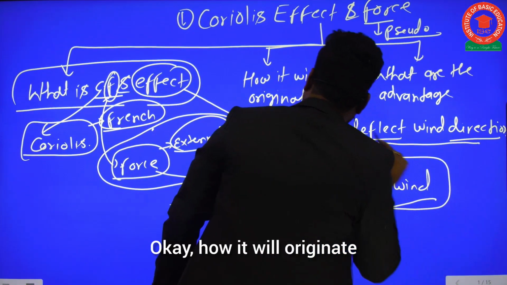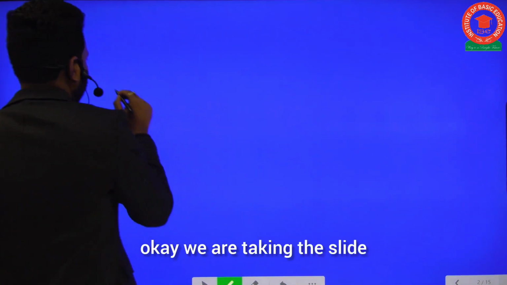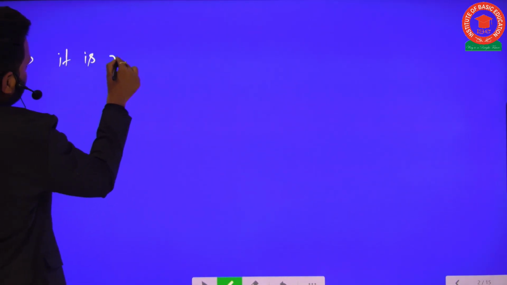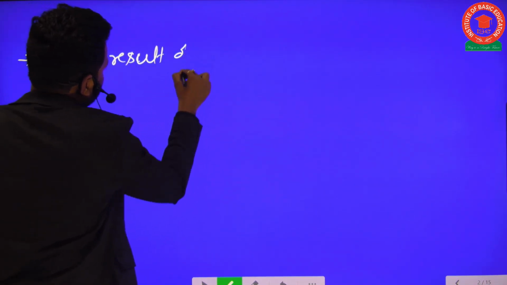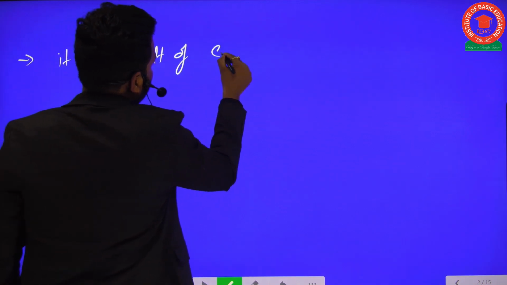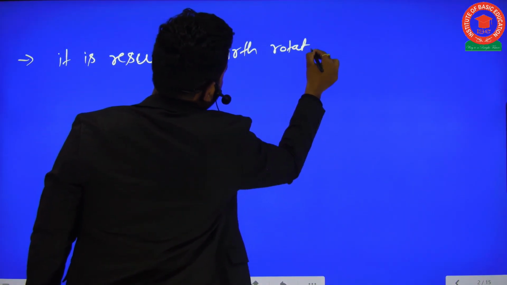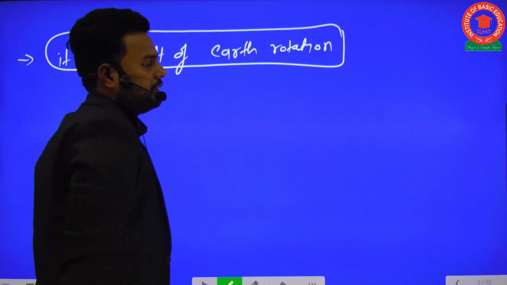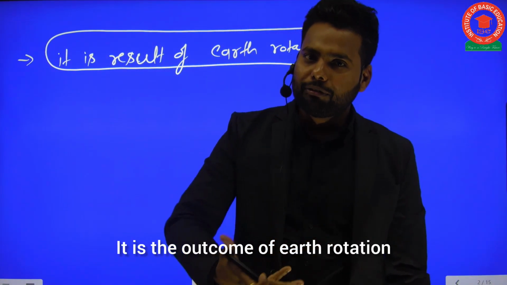Okay, how does it originate? Okay, we are taking the slide. How does it originate? It is a result of Earth's rotation. It is an outcome of Earth's rotation.